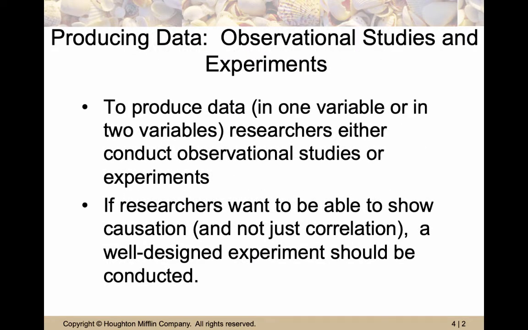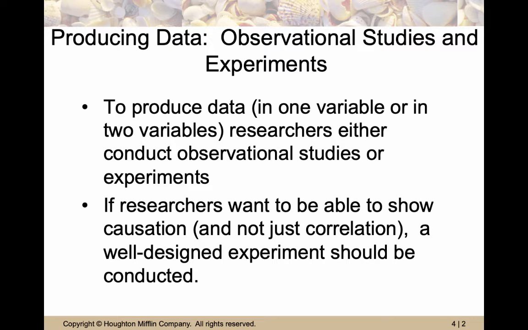Okay, so when we are producing data, researchers use either observational studies or experiments, and they pick which one they're going to use based on their goal and what they are trying to demonstrate through their study. So whether we're talking one variable or two, it is possible that they're going to use an observational study or an experiment.